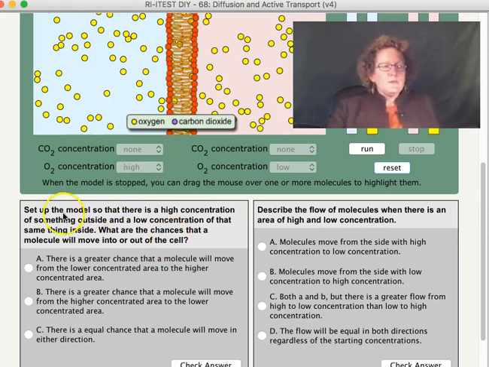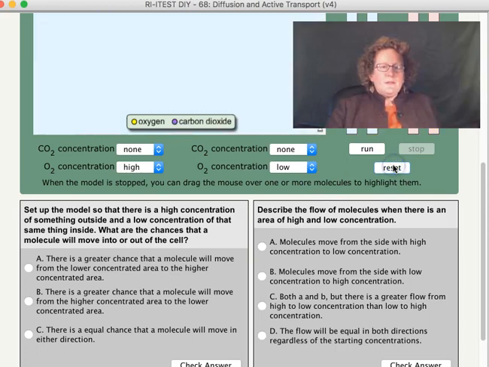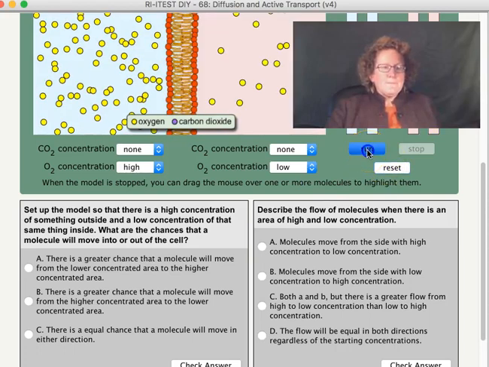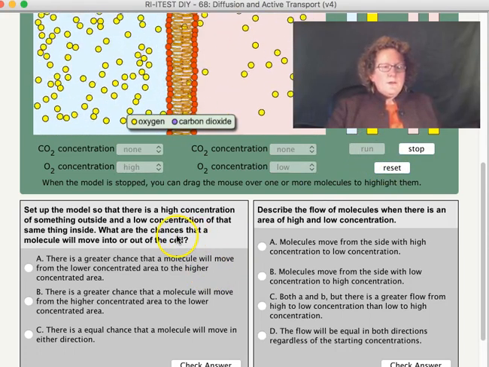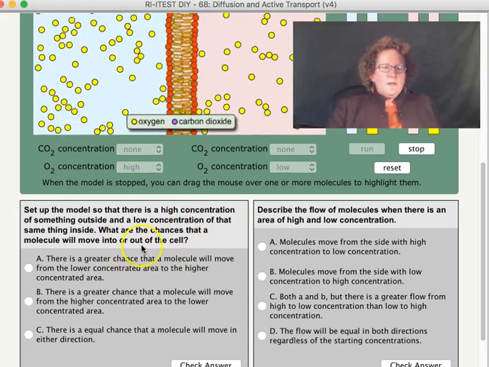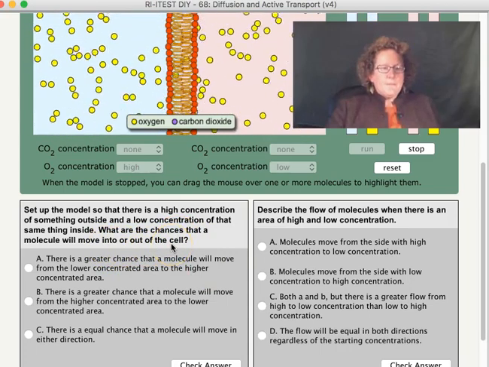So let's look at this next question. Set up the model so that there's a high concentration of something outside and a low concentration of that same thing inside. Well, I'll reset the model because that's just what we did. What are the chances that a molecule will move into or out of the cell?